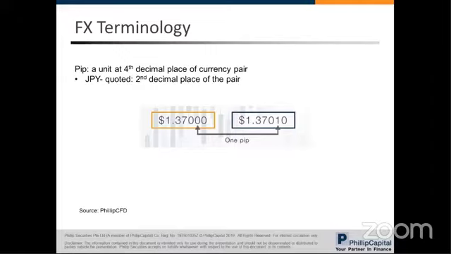Next, we have this term called the pip, which is PIP. It's a unit of the fourth decimal place of the currency pair. For major markets, we usually quote on the fourth decimal. But for Japanese yen, because of the currency itself, we quote it at the second decimal of the pair. The illustration here is based on USD/HKD, where the pip is counted on the fourth decimal place.